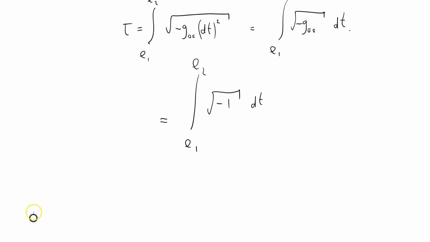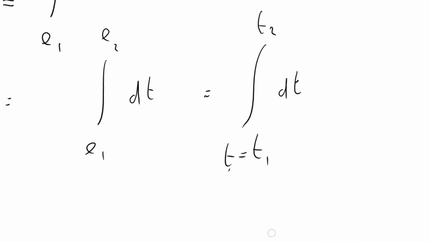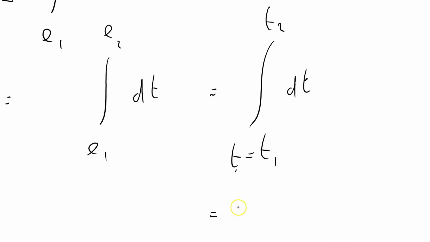Okay, equals the integral from e1 to e2 of just 1 times dt, equals the integral from t equals t1 to t2 of dt, equals t2 minus t1. Well, that was quite a lot of work.